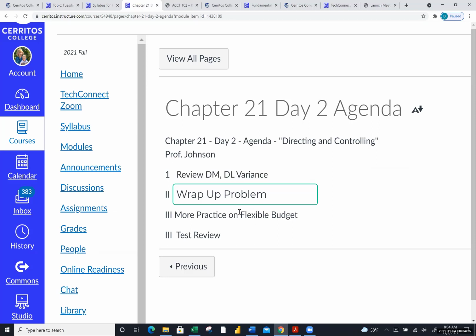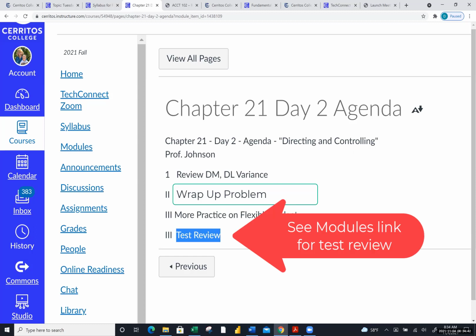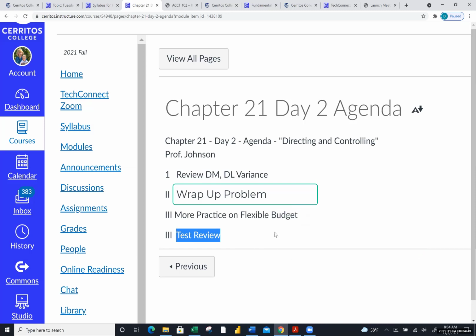I think it's actually two problems today. We'll look at a wrap-up problem on 21-4B, I think it is, where we'll calculate variances. And then we'll go back and do one more practice problem on a flexible budget to make sure that you don't have any struggles with that. We'll spend the rest of our time taking a look at the test review sheet. Any questions so far?